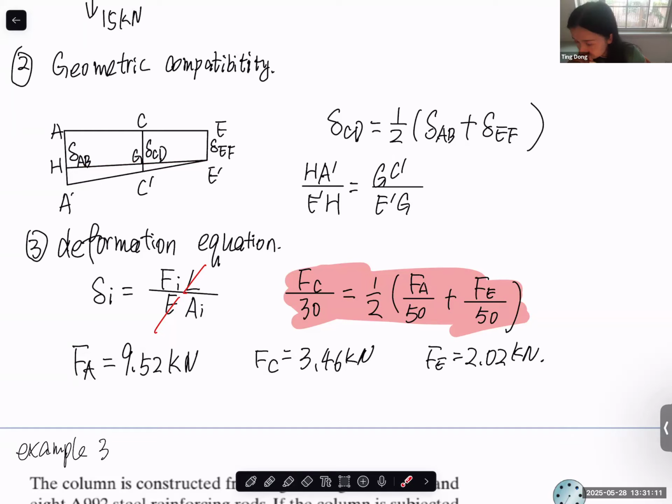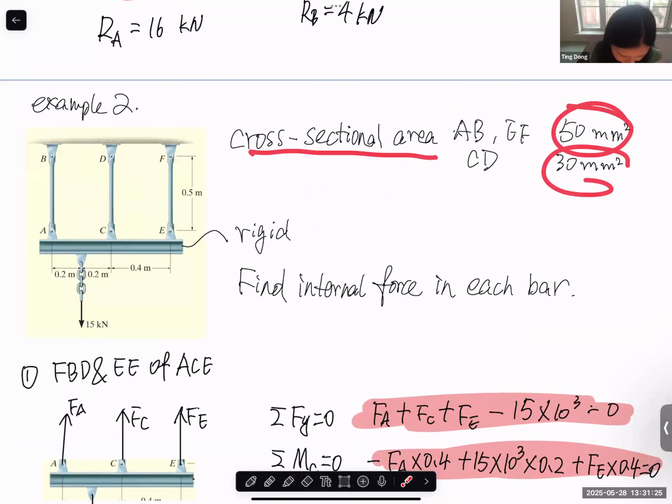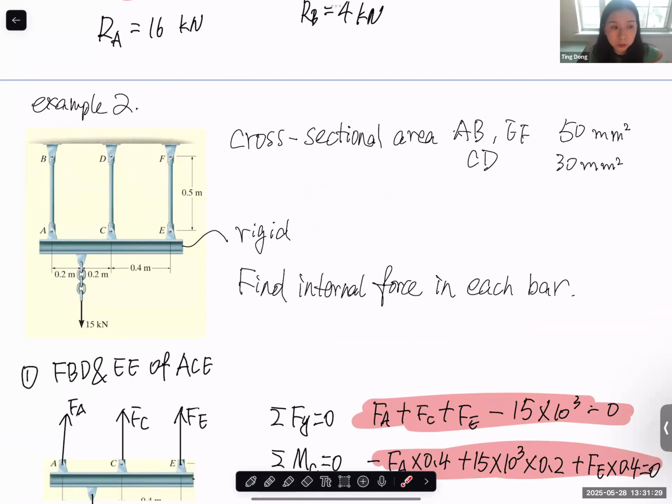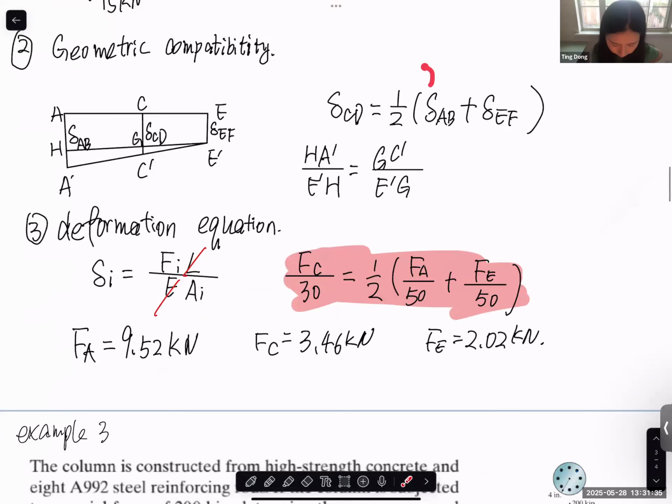What did the instructions say about area? Area is cross-section area. For the question in the chat, the cross-section area of AB, EF, CD is the cross-section here, here, and here. It is used for us to calculate the elongation in AB, CD, and EF. There's nothing related to this part.